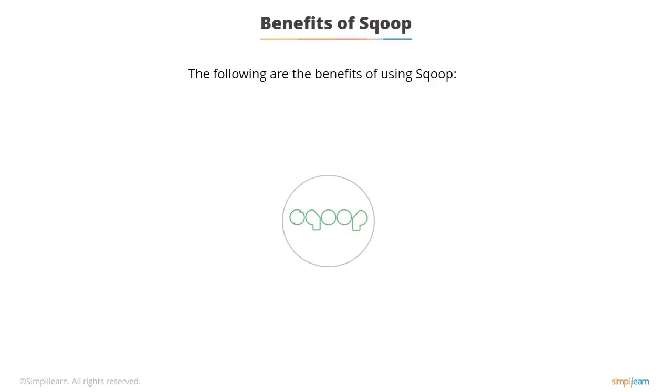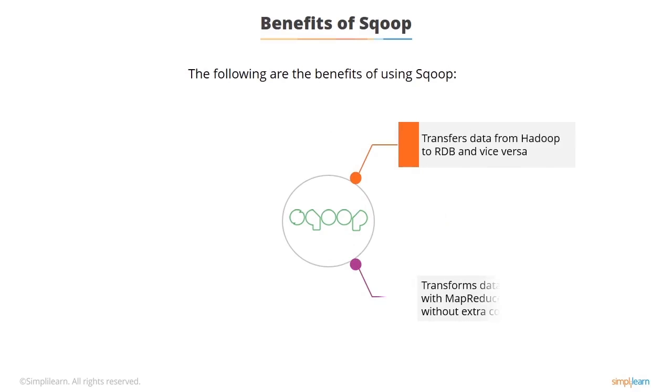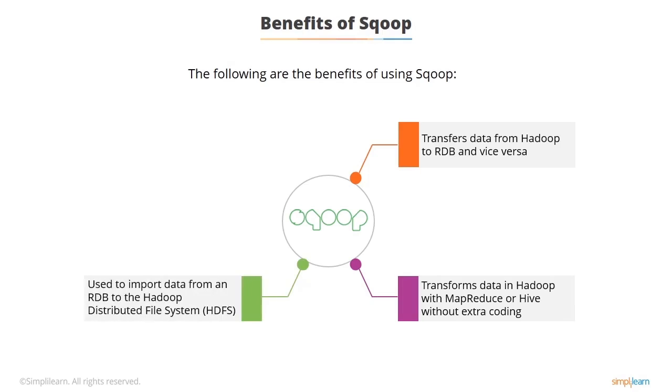Let's look at the benefits of using Sqoop. It transfers data from Hadoop to an RDB and vice versa. It transforms data in Hadoop with the help of MapReduce or Hive without extra coding. It is used to import data from an RDB, such as SQL, MySQL, or Oracle, into the Hadoop Distributed File System, or HDFS. It exports data back to the RDB.